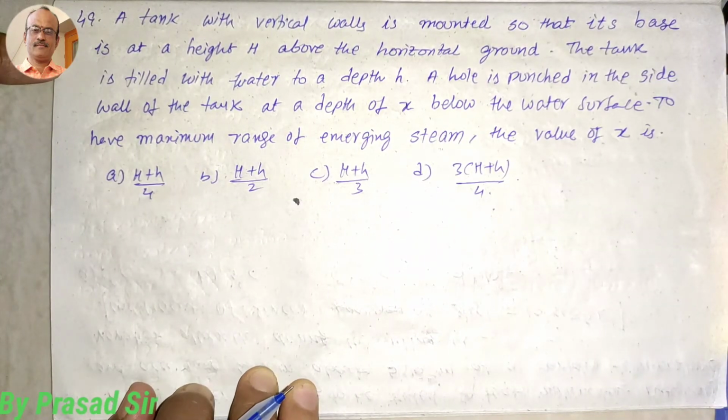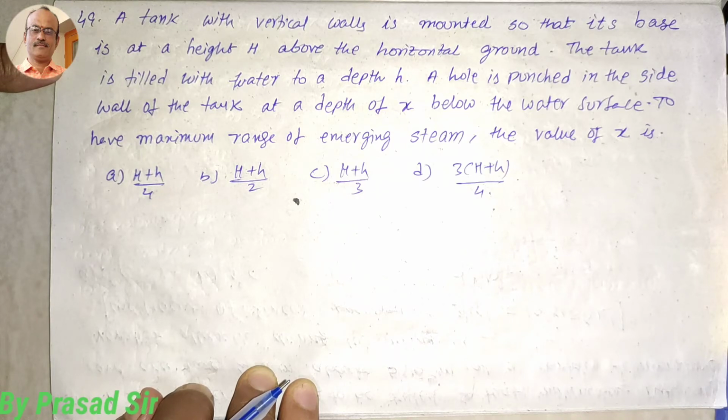Now the question number 49. A tank with vertical walls is mounted so that its base is at a height h above the horizontal ground level. The tank is filled with water to a depth h, and a hole is punched in the side of the water tank at a depth of x below the water surface to have the maximum range of emerging stream. The value of x is how much?